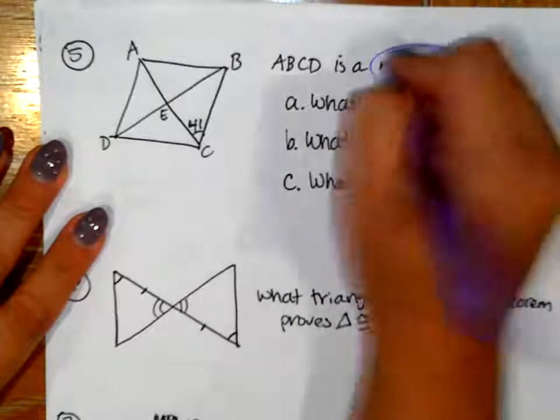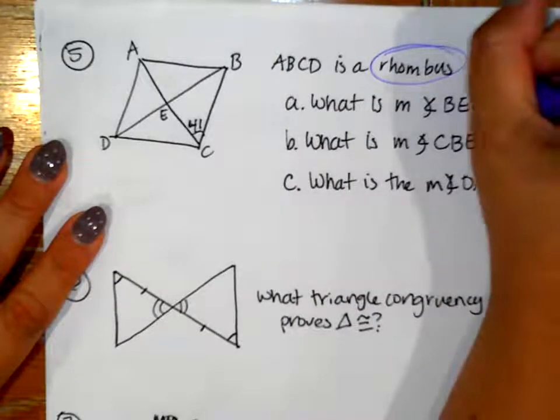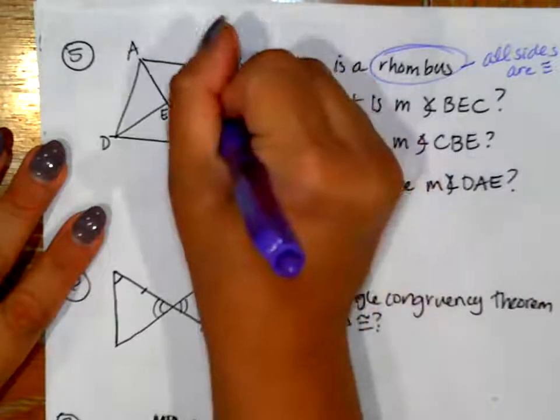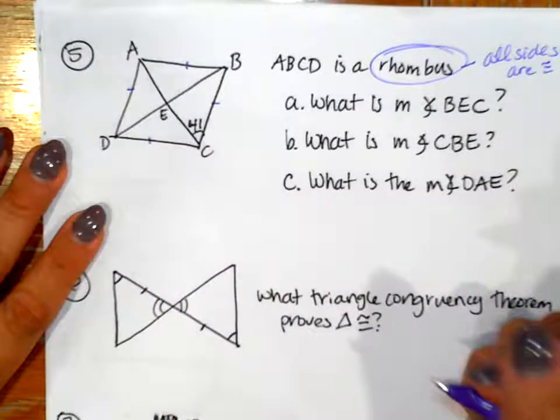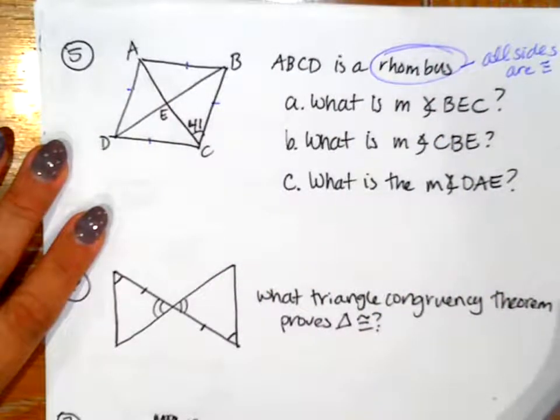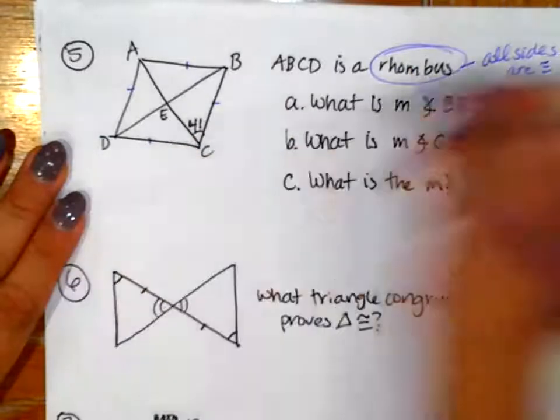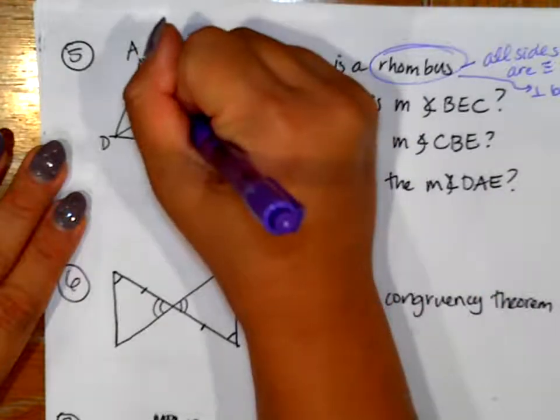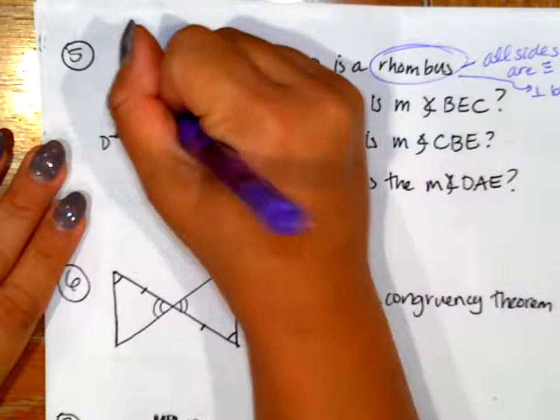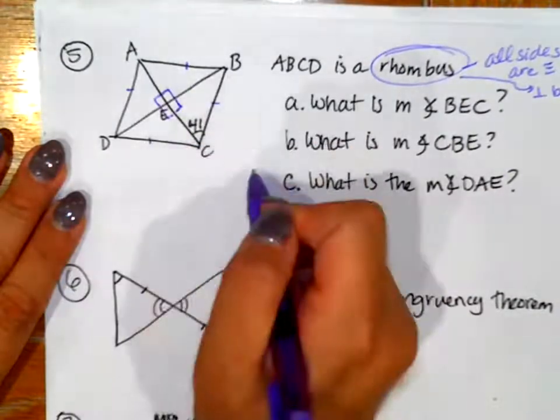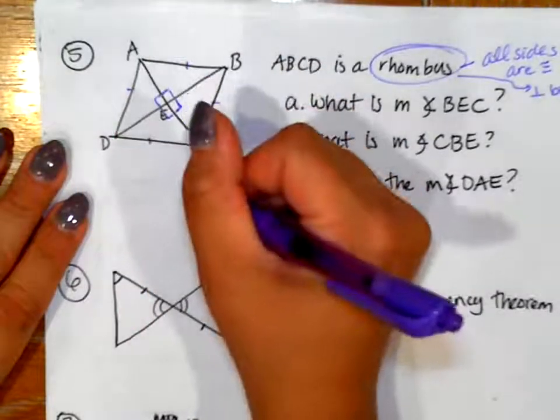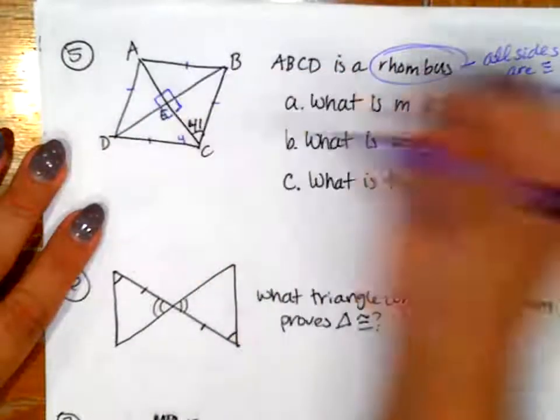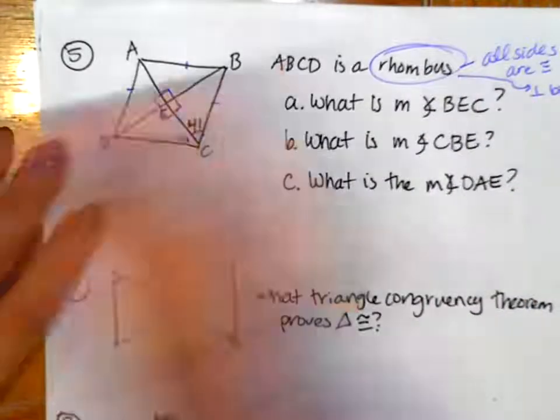ABCD is a rhombus, okay? Rhombus, you got to know all sides are congruent. All these guys are congruent. You also have to know what happens inside the rhombus. Inside the rhombus, you've got perpendicular bisectors, meaning that they create right angles in here. All these guys in here are right angles. All these lines are parallel, so you're going to have alternate interior angles. You're going to have diagonal bisectors. If this guy's 41, this guy's 41. This guy in here is 90.